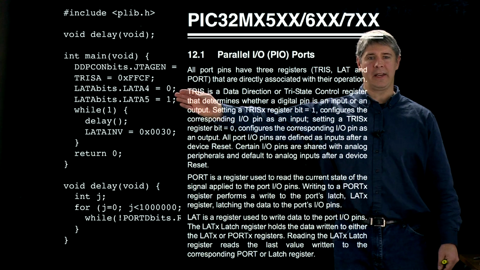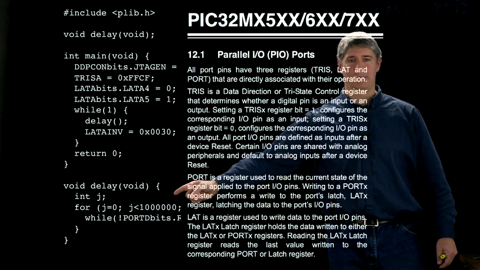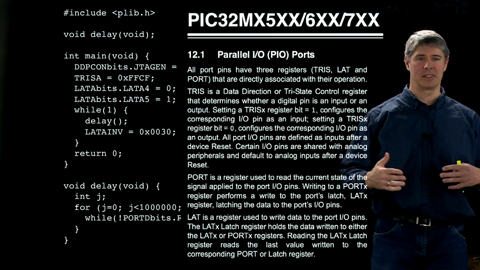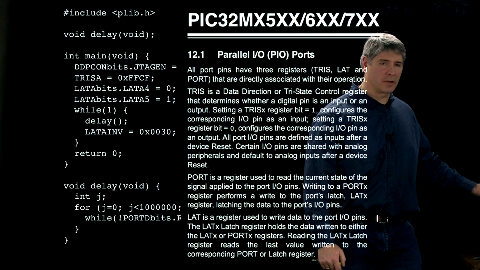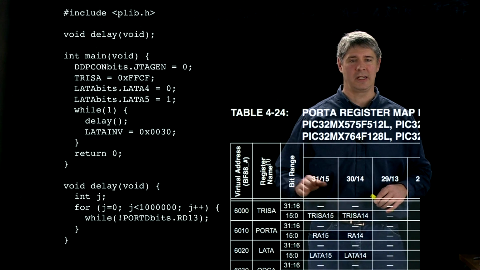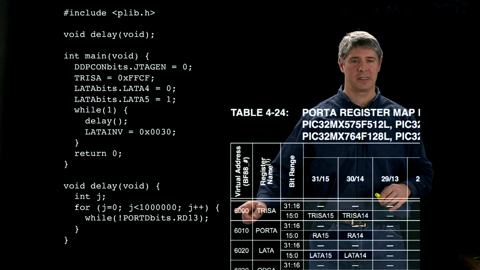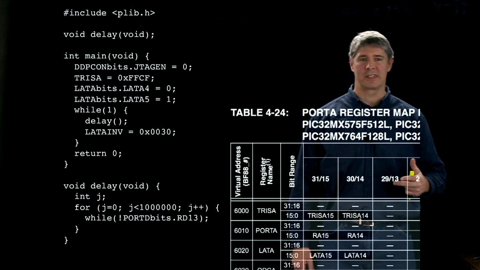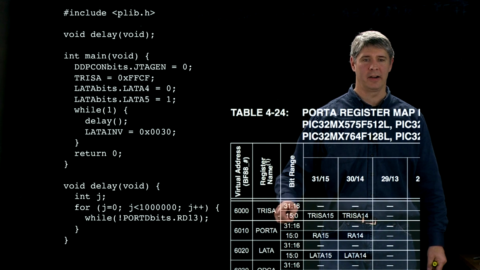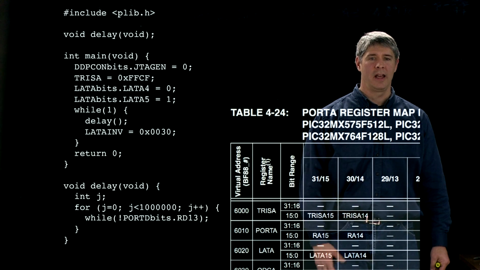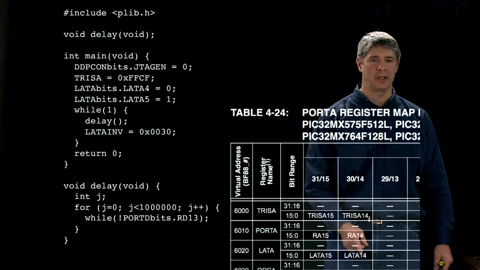So now we know that lat here is controlling a digital output, port here is reading a digital input, and tris is setting the direction of the pins to be input or output. We can also consult the memory organization section of the data sheet. Here we can see the actual virtual addresses of tris_a, port A, lat_a. And you can also see which bits are defined. For instance, tris_a has a bit called tris_a15, a bit called tris_a14. Similarly, lat_a has a bit called lat_a15 and lat_a14.